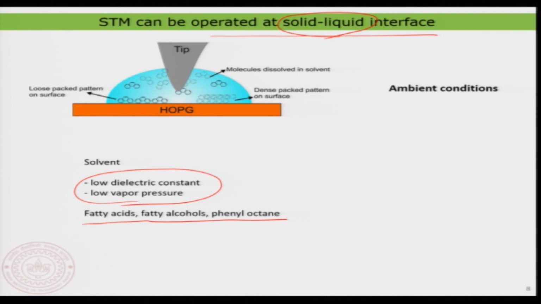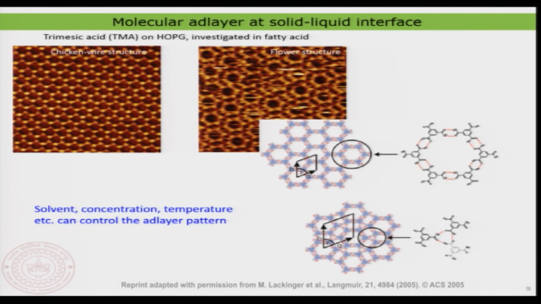What you have to do is bring the solvent droplet with the molecule of interest, and the molecule will self assemble on the surface and you can simply scan them. This image I have already shown you. This is trimesic acid on HOPG surface, but investigated in a fatty acid, particularly octanoic acid or nonanoic acid. They can form different kinds of patterns, and we now understand that you can clearly image them.